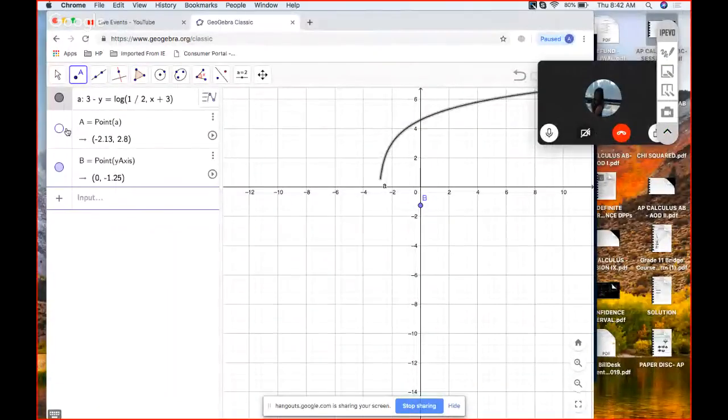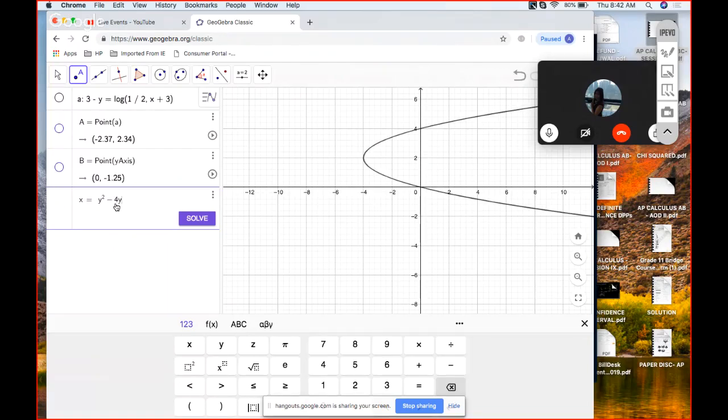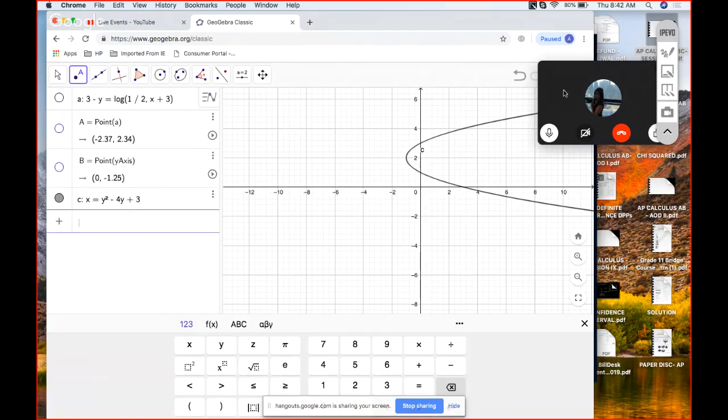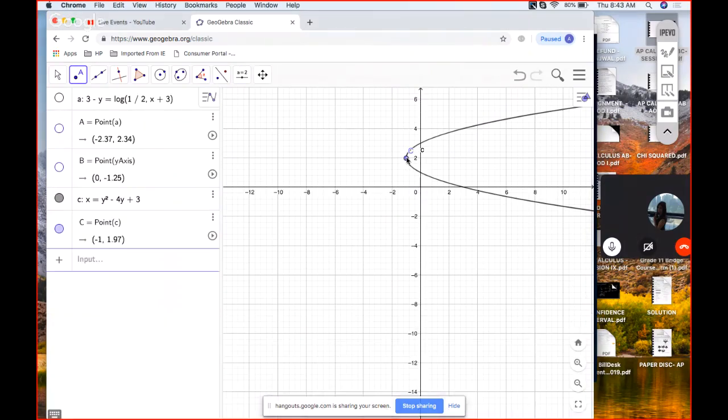So we had the graph as x is equal to y square minus 4y plus 3. You see that? Got it. It's like the parabola sort of thing. Yeah. So this point over here is the vertex, which is at minus 1, 2.